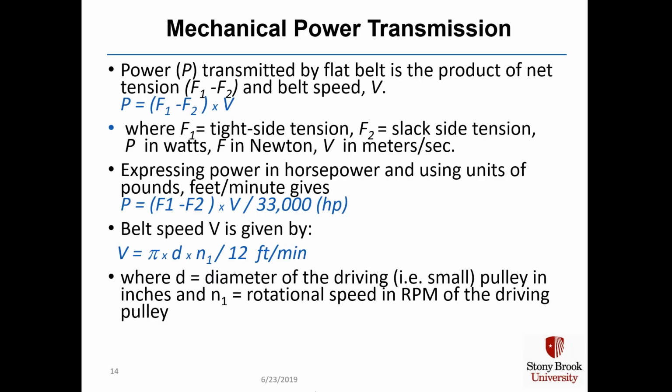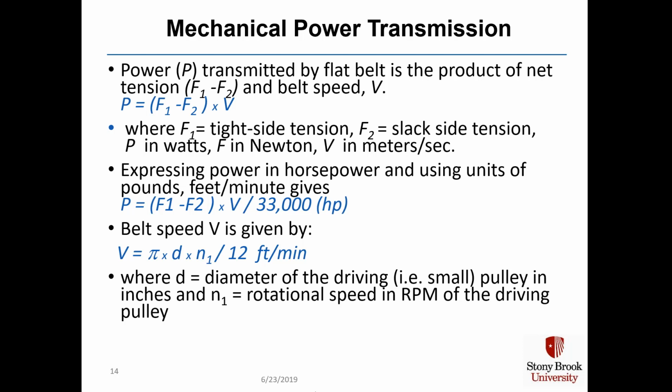Power transmitted by the flat belt is the product of net tension, F1 minus F2, and the belt speed V. And expressing power in horsepower and using units of pounds and feet per minute gives that P equals F1 minus F2 times V divided by 33,000 to give you the power in horsepower.